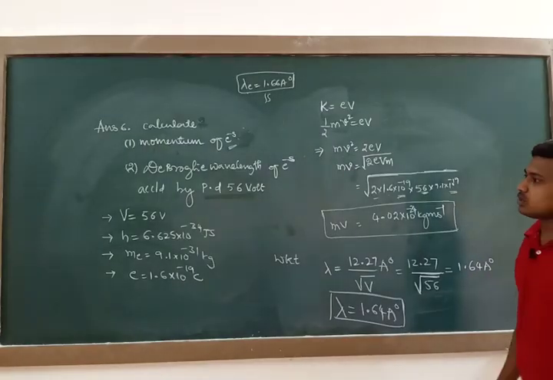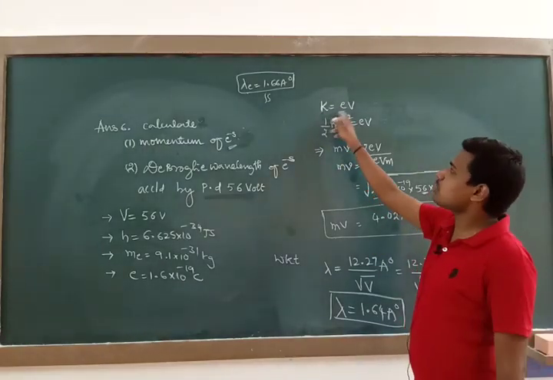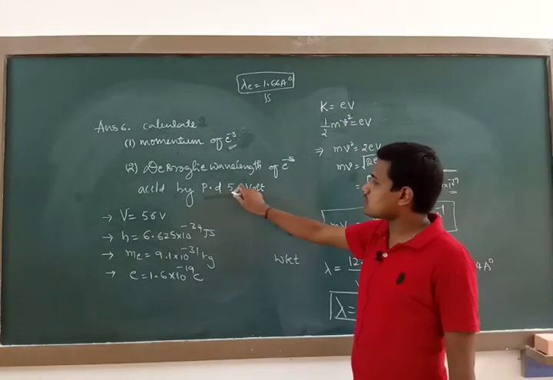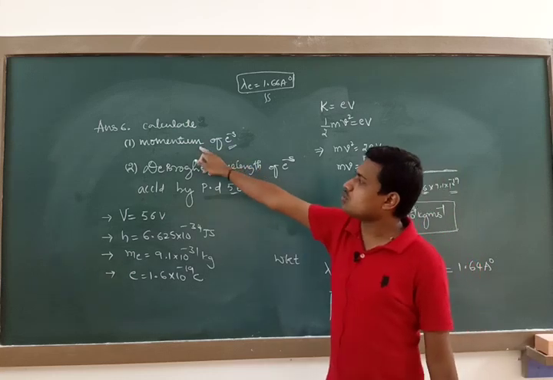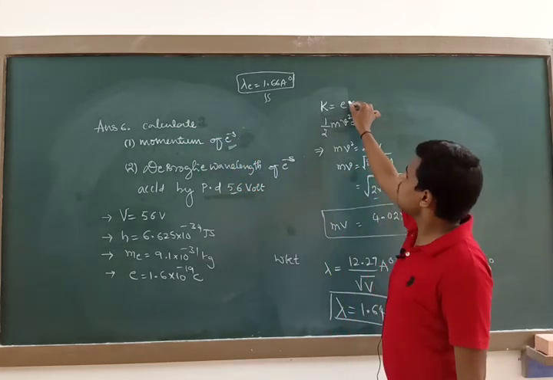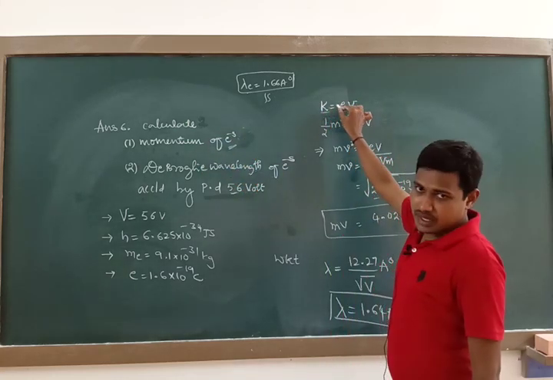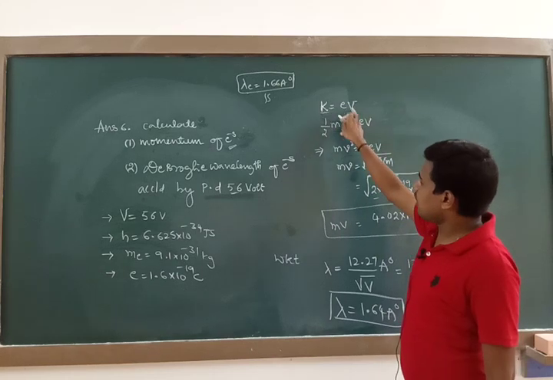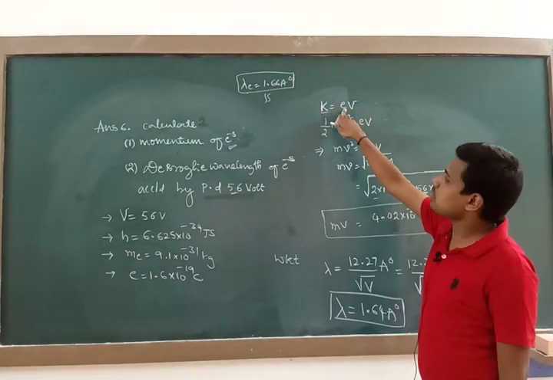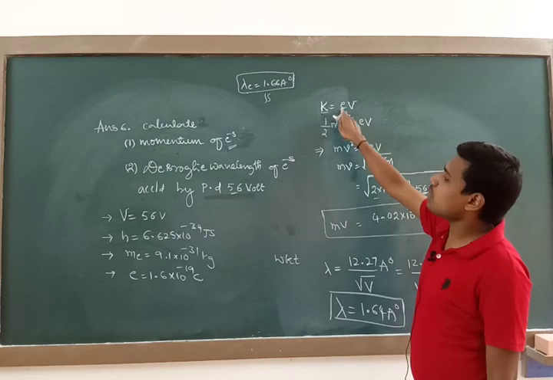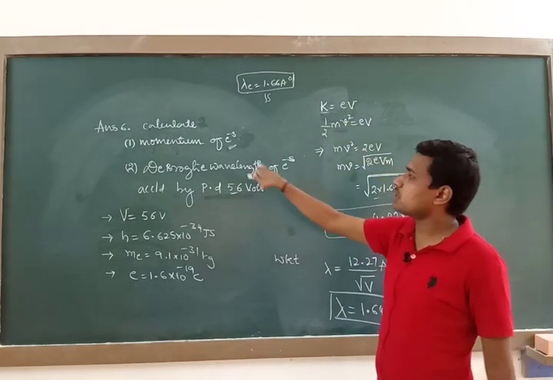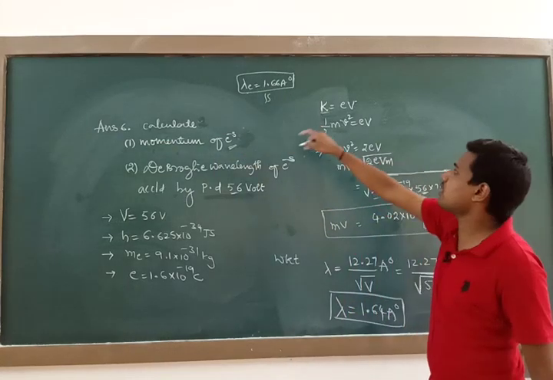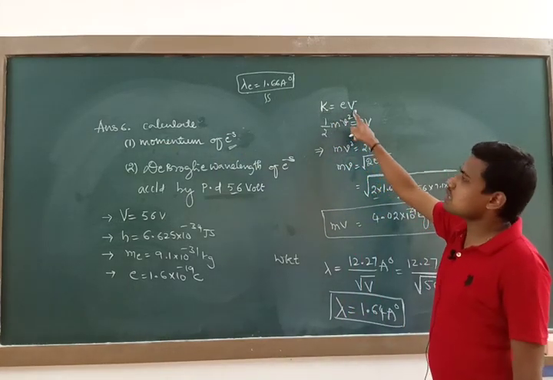Here, very simple. Why I used this equation is because the electrons are subjected to 56 volt of acceleration. Under this condition, what is the momentum? So therefore, very simple, kinetic energy is equal to EV. Why do I have to take this equation? Because accelerating potential is there, corresponding to that they have momentum, meaning they definitely have kinetic energy. So kinetic energy is given by EV.